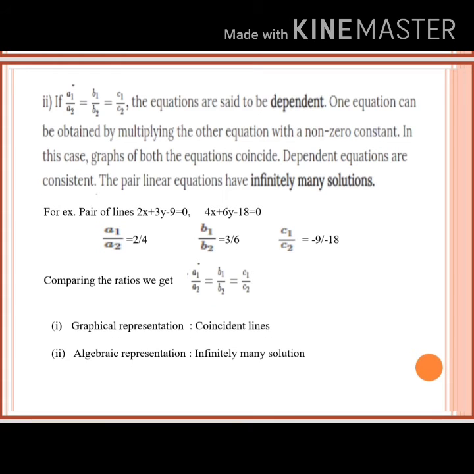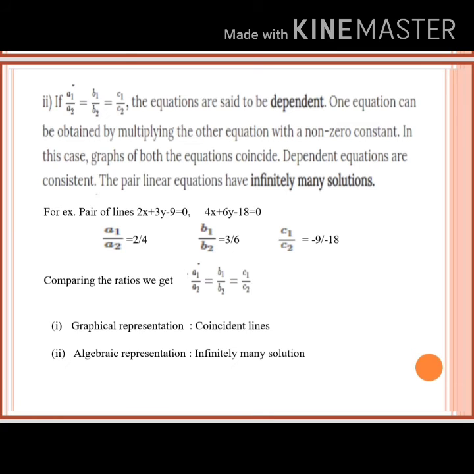Now the second condition: if a1 upon a2 equals b1 upon b2 equals c1 upon c2, the equations are said to be dependent. One equation can be obtained by multiplying the other equation by a non-zero constant. In this case, the graphs of both equations coincide. Dependent equations are consistent. The pair of linear equations has infinitely many solutions.